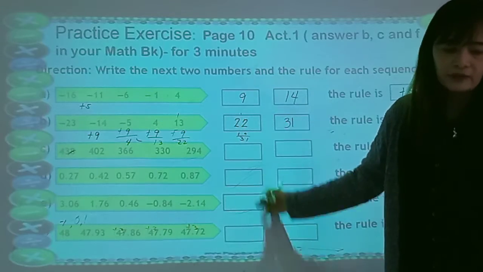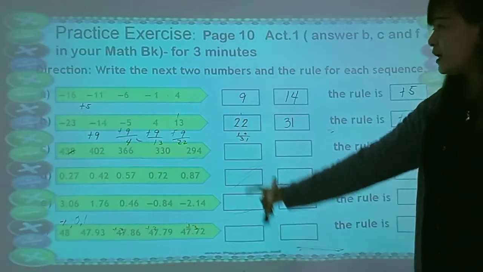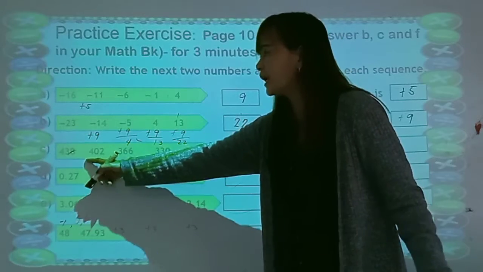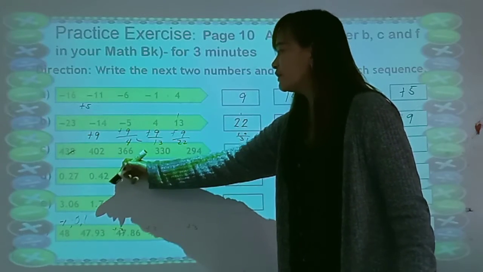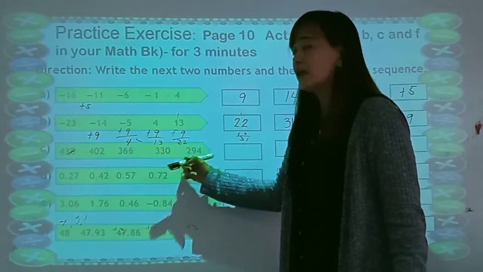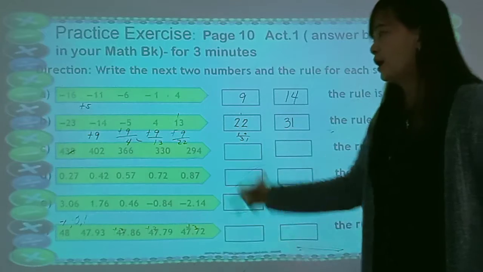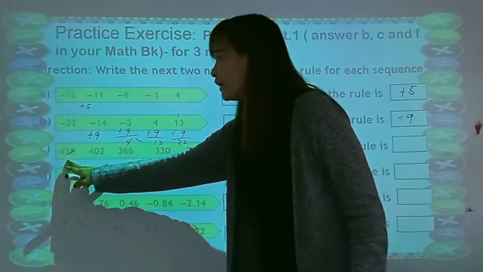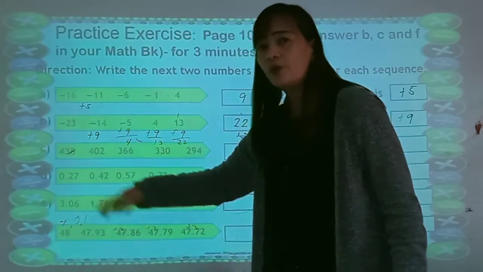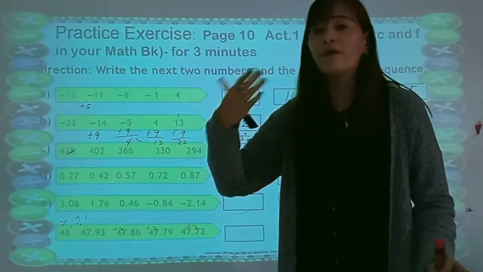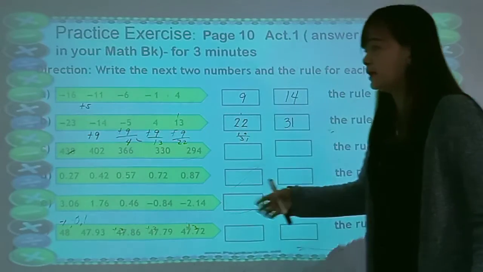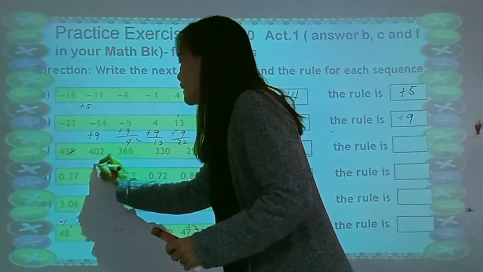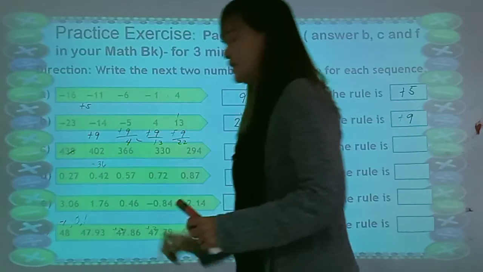How about letter C? For letter C, as you can see, we have 438, 402, 366, 330, and 294. Class, what did we do? We look at 438, 402. So we need to what? Very good. We need to subtract 36. So the rule is subtracting 36.